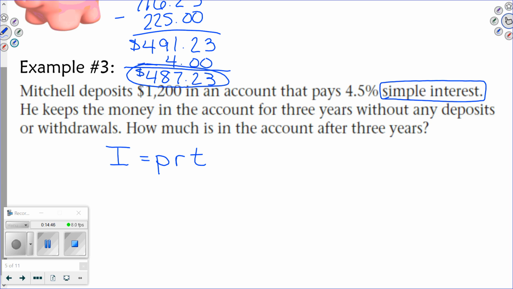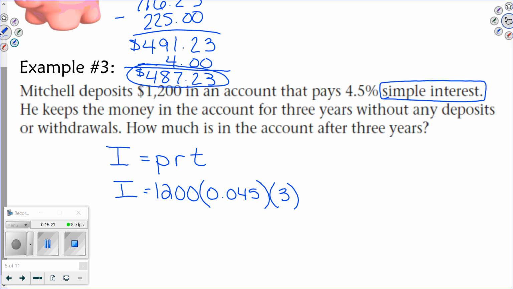All right, so we have $1,200. Which letter does that go to? That is my principal. So the $1,200 is the initial amount, which is your principal. Pays 4.5%. That's my rate. Now, it needs to be a decimal. So it's going to be 0.045. He keeps the money in the account for 3 years. That is my time. So the part I don't know is I, which is interest.